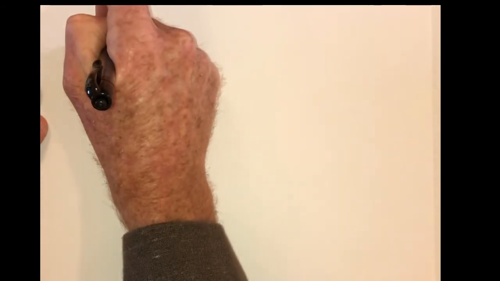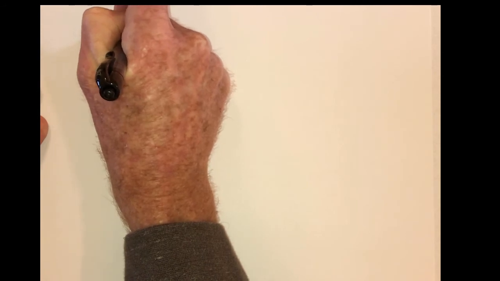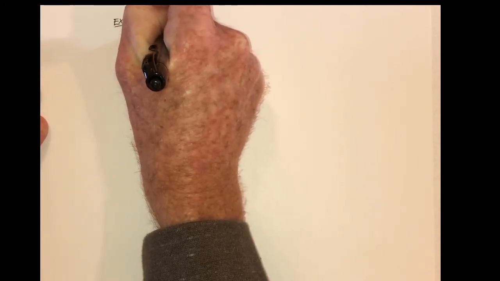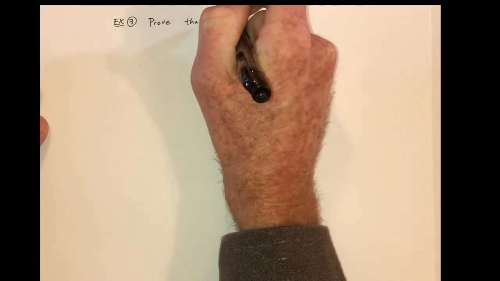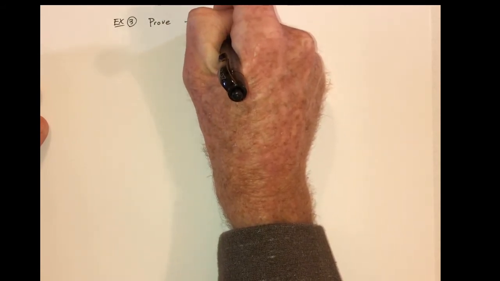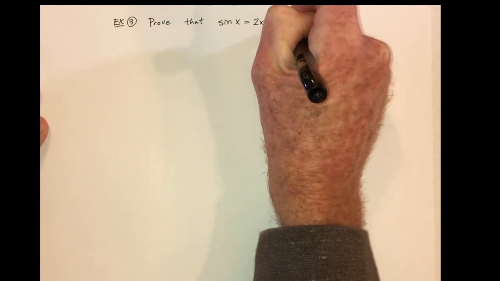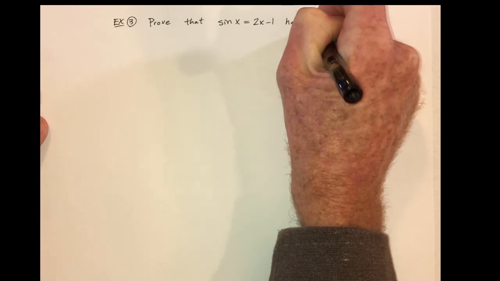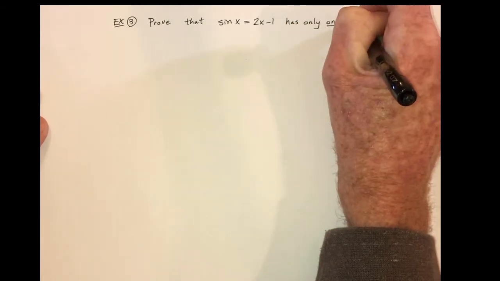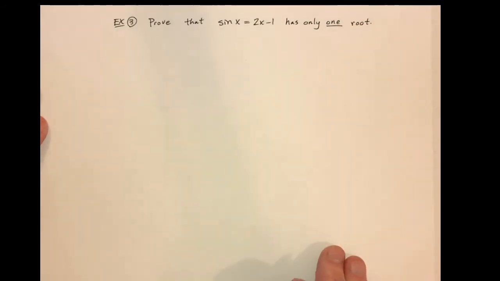Then on to a very interesting use of the mean value theorem. So for example number 3, prove that sine of x equals 2x minus 1 has only one solution. Not 2 solutions, not 12 solutions, but only one solution.